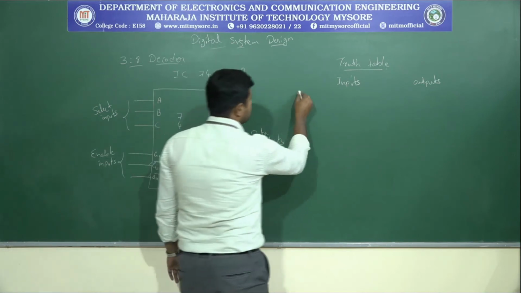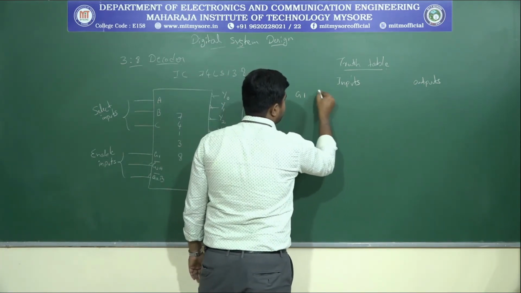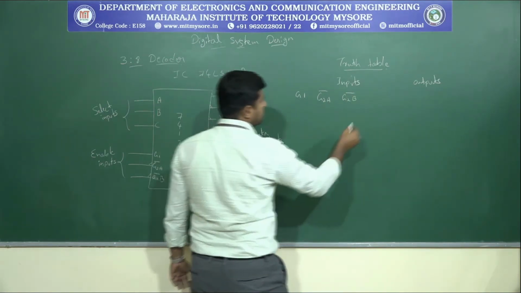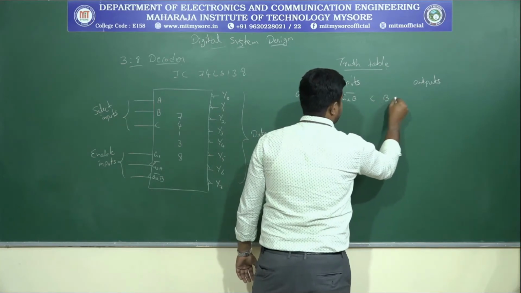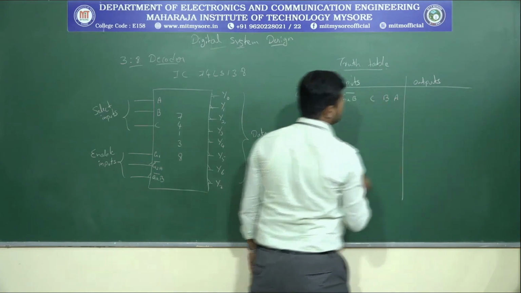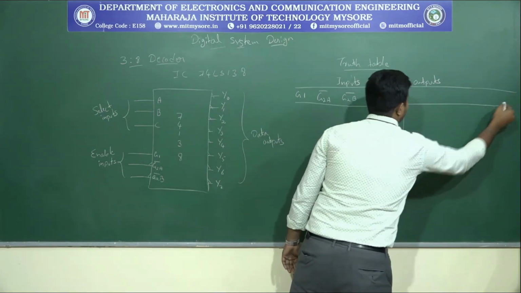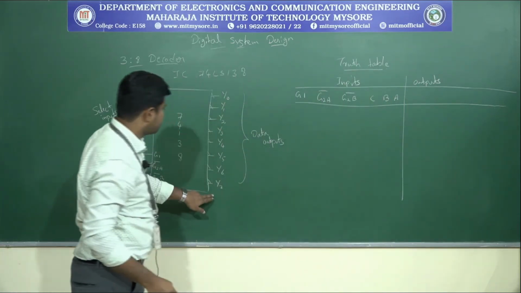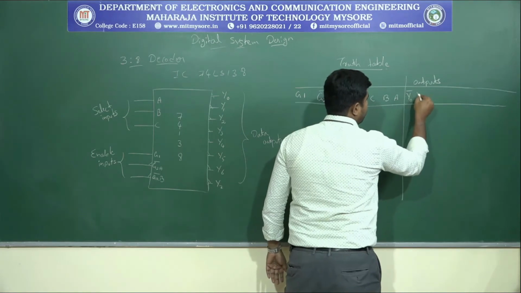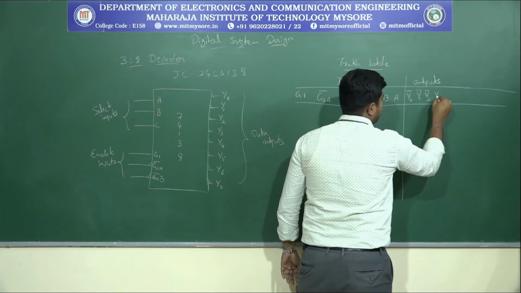Okay, so G1, G2A, G2B, and the inputs C, B, A. And we have the 8 outputs. Y0 are active low pins, that's why indicated with the complement. Y1, Y2, Y3.